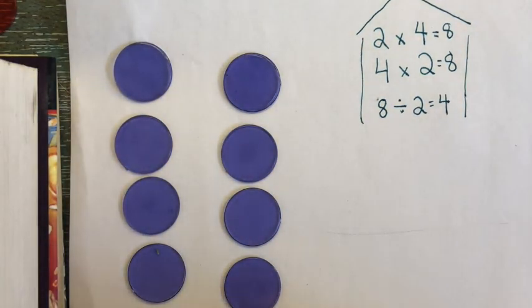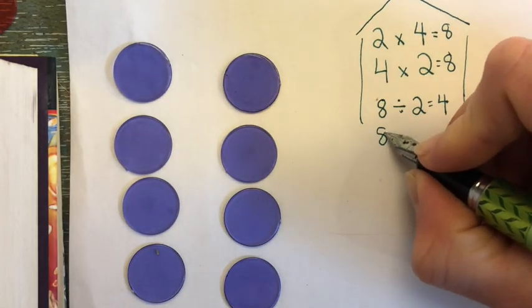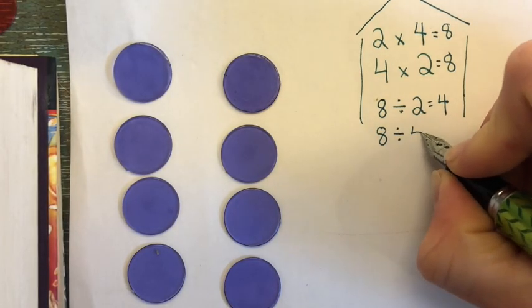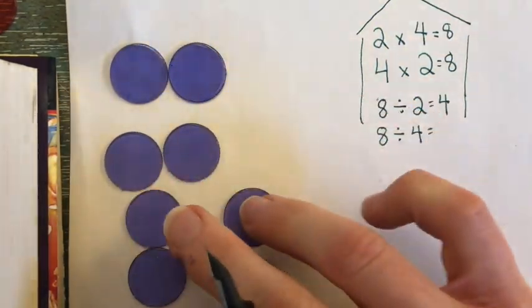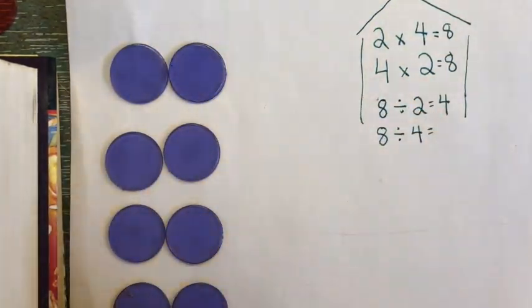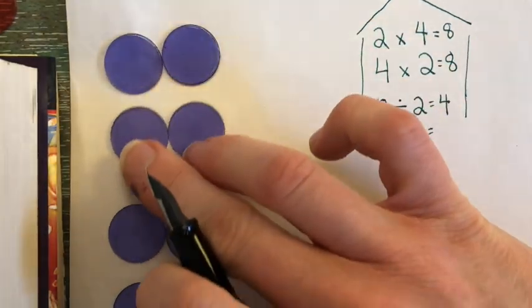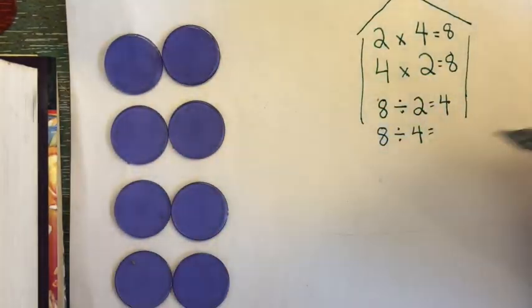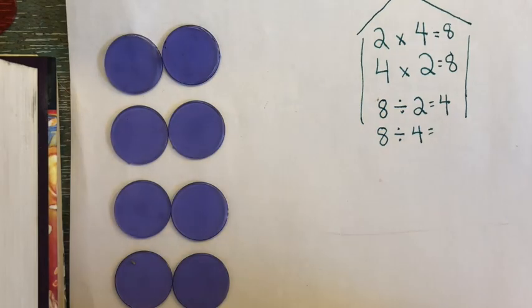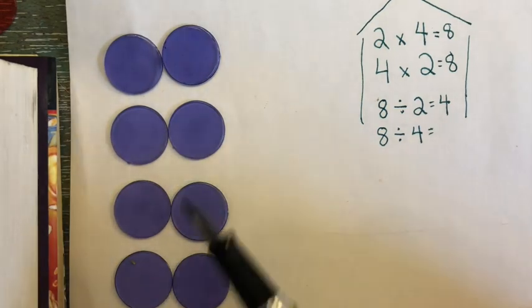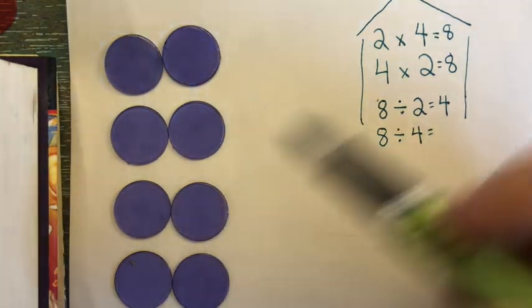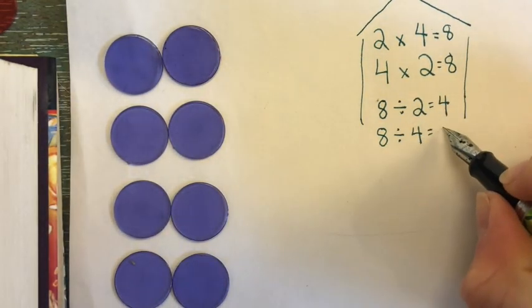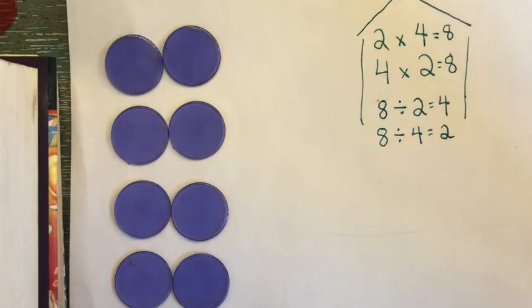Okay, and now I'm going to go on to 8, and I'm going to divide it into 4 equal groups. And you guys guessed it, if I'm dividing this into 4 equal groups, I'm going to move my array around a bit. Now I have 1, 2, 3, 4 equal groups, and in each group I have 2. 2, 4, 6, 8. So I have 2 in each group. 8 divided by 4 is 2.